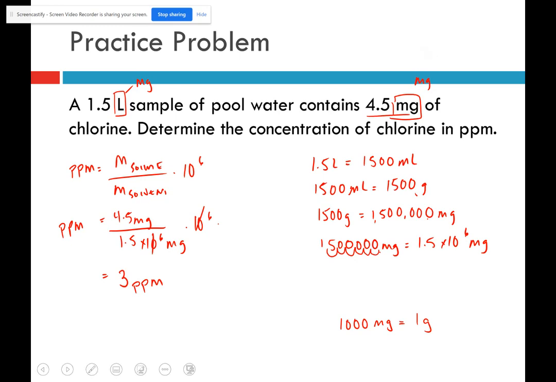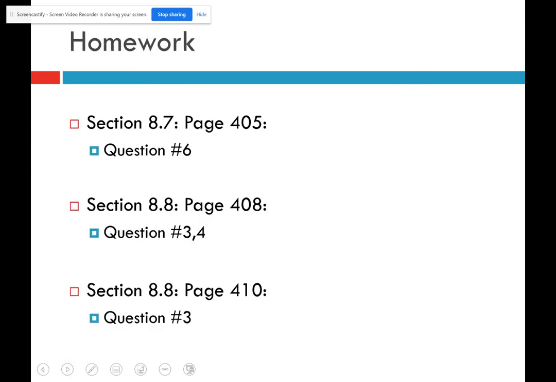You could also just remember, in general, 1 liter is really equal to 1 times 10 to the 6 milligrams. So if it's in liters, if you add times 10 to the 6 on the end, you're going to get how many milligrams you have. So we have 3 parts per million there.